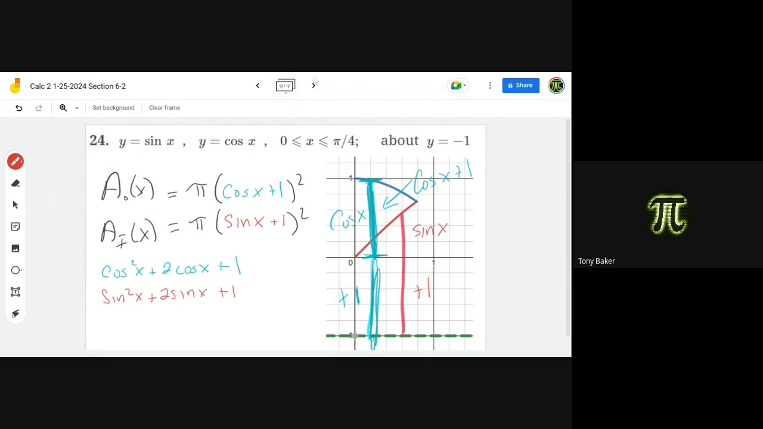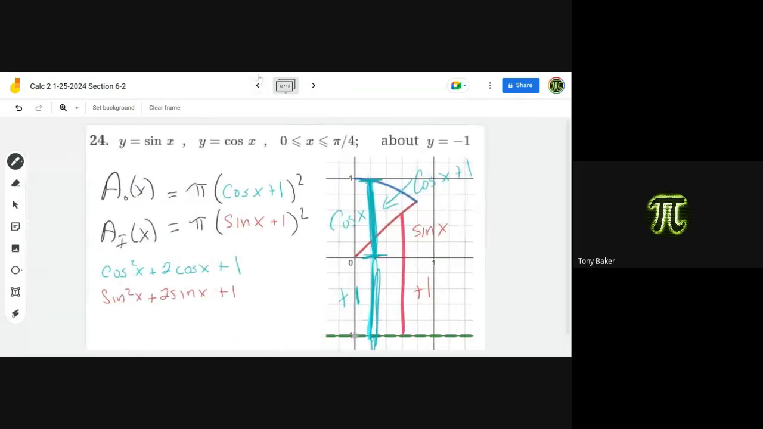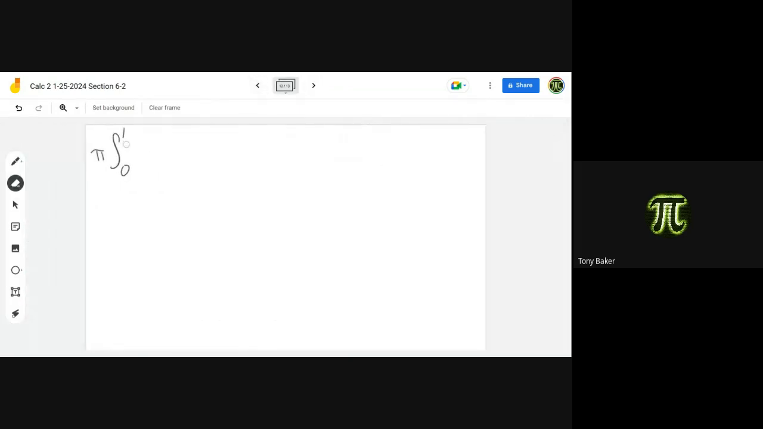All right, so let's write my integral. We have pi out in front. We're still doing 0 to pi over 4, sorry. We're not doing trig identities today. All right, so we've got cosine squared x plus 2 cosine x, and the 1, so actually just do plus 1.